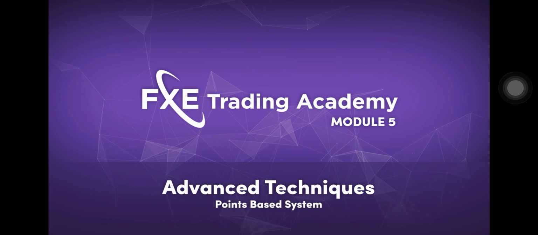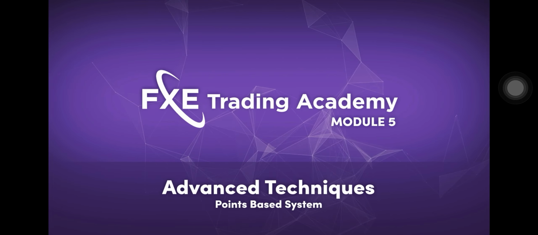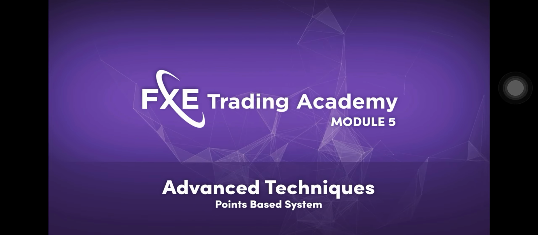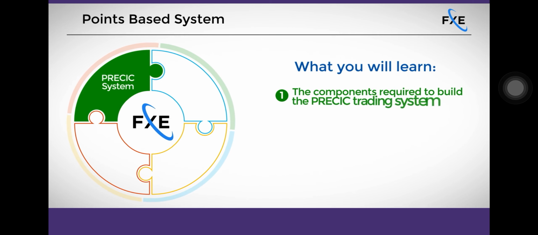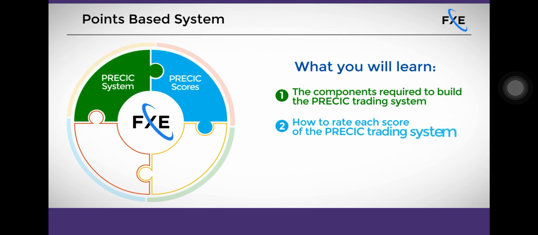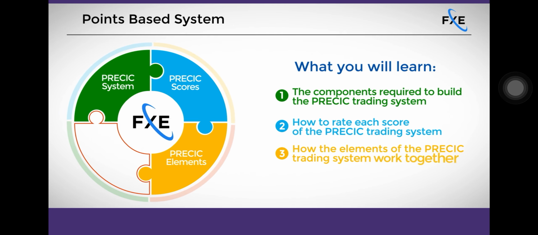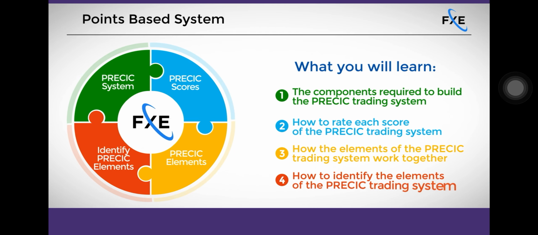It makes sense that choosing to trade only quality opportunities is going to increase your success rate, but differentiating quality opportunities from standard trades can be a subjective process for most traders, and streamlining the consistency can be even more difficult. In this lesson, you'll learn the components required to build a Pressing Points-Based Trading System. You'll learn how to rate each score of the Pressing Trading System. You'll learn how the elements of the Pressing Trading System work together, and you'll learn how to identify the elements of the Pressing Trading System.